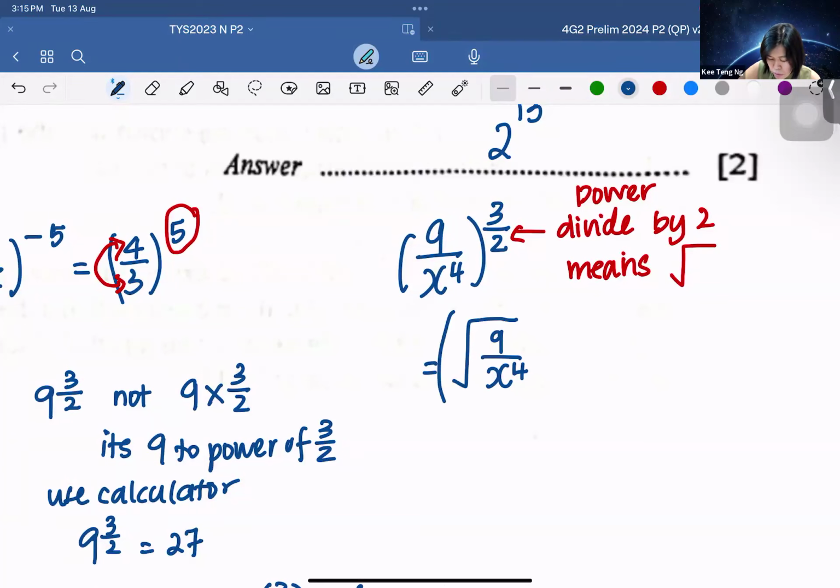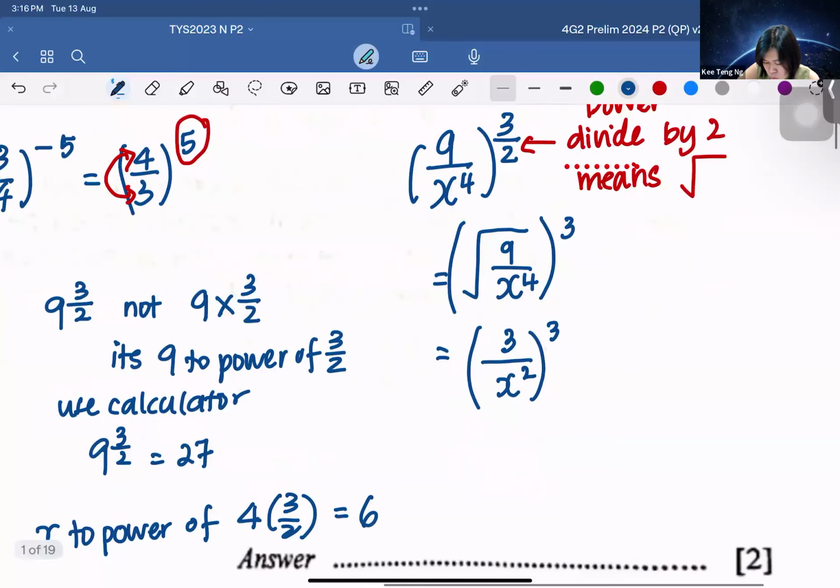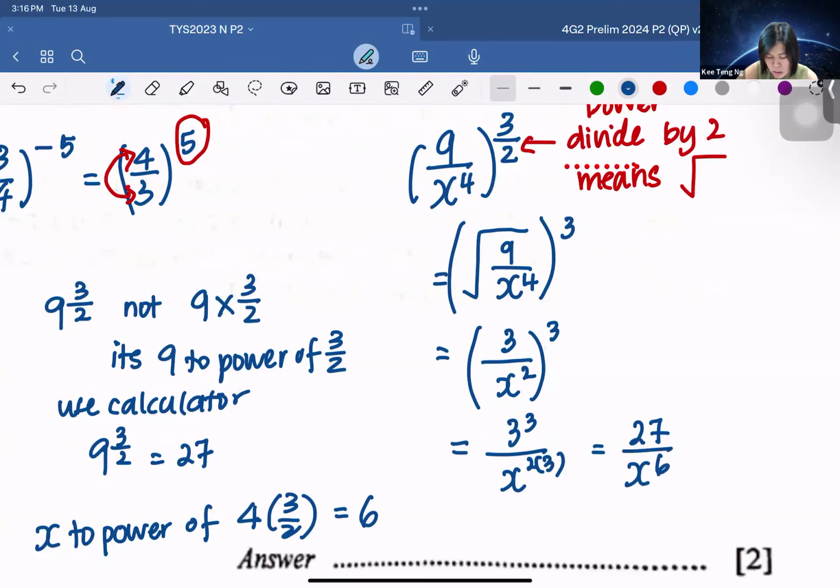Then keep everything cubed. Square root of 9 will be the number 3. Square root of x to the power 4, the power divided by 2, so x to the power 2. Holding the cube, then the student puts 3 cubed, x to the power 2 times 3, in brackets, 3. Then that gives you 27 x to the power 6.